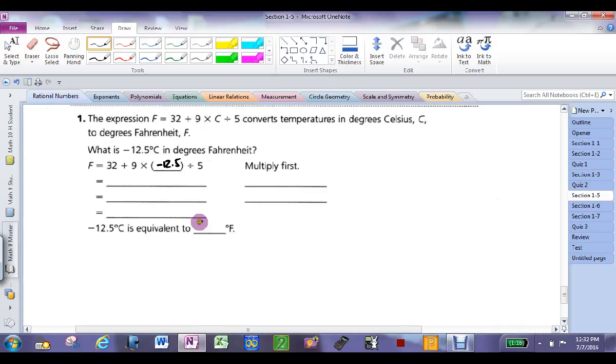9.5. It is indeed 9.5. Yes, it is. Everybody cool? Awesome.